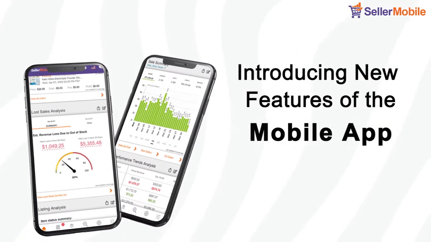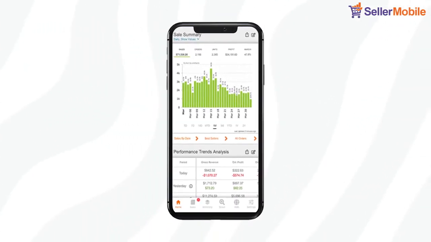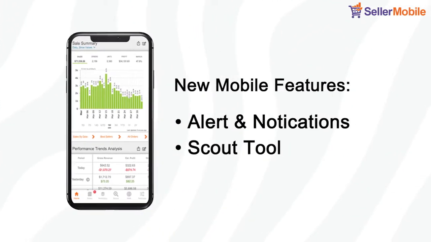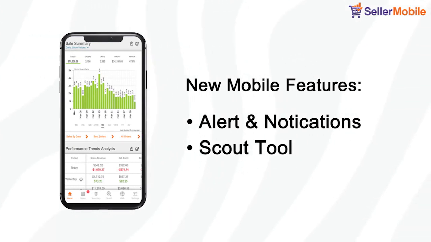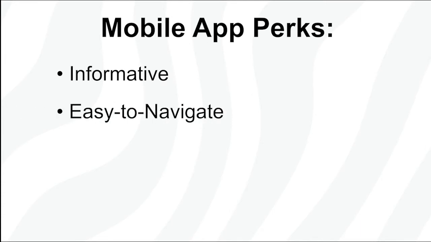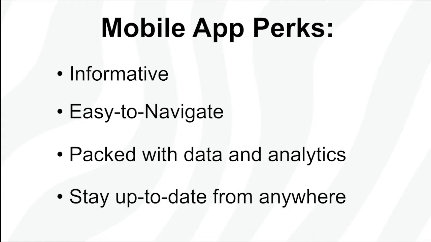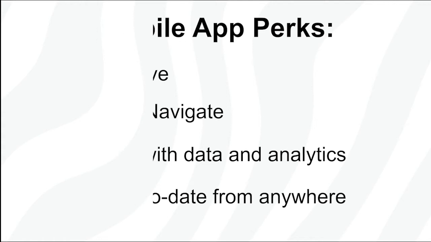I'm super excited to introduce you to some of the new features that we've just launched in version 7 of SellerMobile's mobile app. Today I'll do a quick walkthrough of the mobile app with our new Alerts feature and Scout tool. We have the most informative and easy to navigate mobile app that's out there for Amazon sellers, and it's packed with great data and analytics. We truly are bringing you the best in alerts, profits, inventory, and really a quick glance into your Amazon business so you can always stay up to date wherever you are.